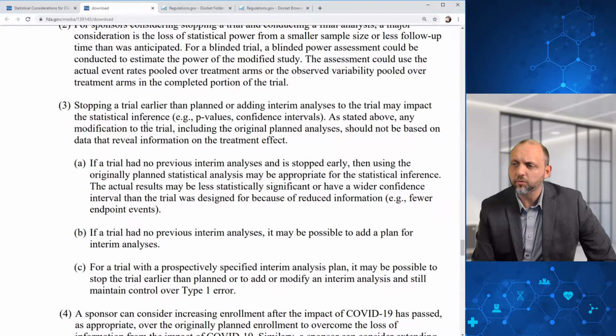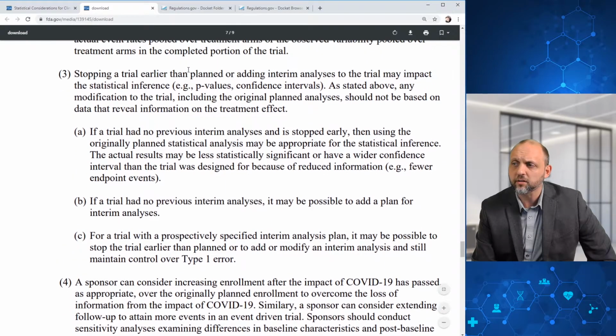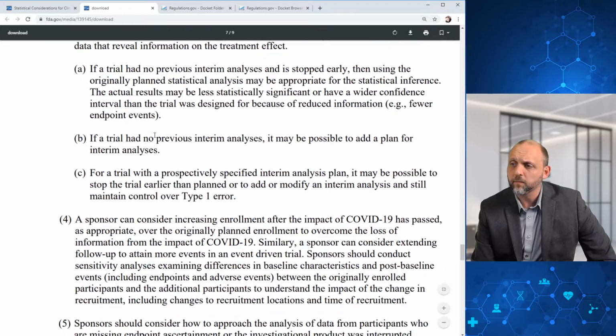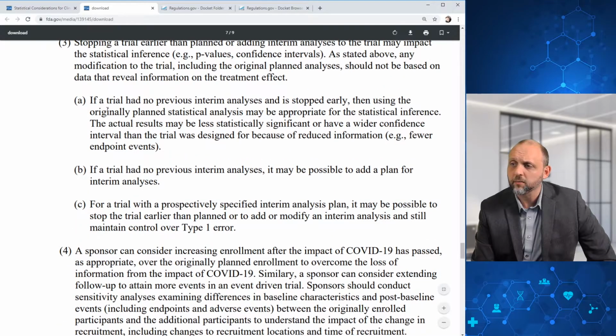And here, number three, stopping a trial earlier than planned or adding interim analyses to the trial may impact the statistical inference. It could be p-values or confidence intervals. As stated above, any modification to the trial, including the original planned analyses, should not be based on data that reveal information on the treatment effect. And here FDA gives a little bit more detail.